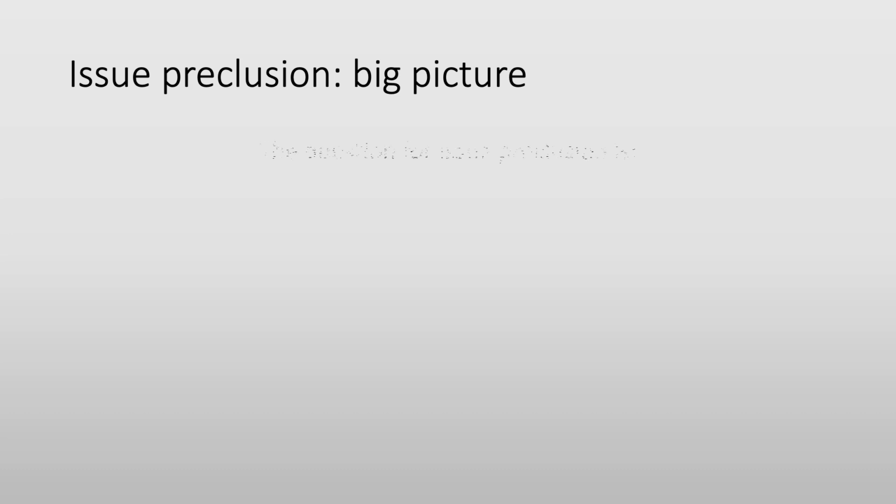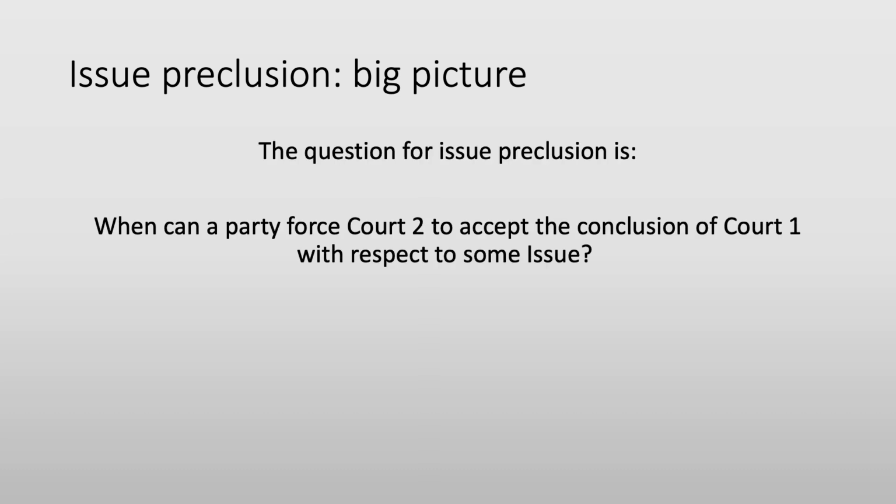So in a general way, the question for issue preclusion is, when can a party force the court in lawsuit number two to accept some conclusion on some issue reached by the court in lawsuit number one? So when does court number two have to take on court number one's conclusion about some issue?